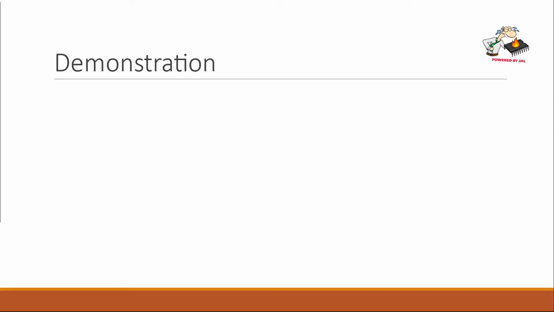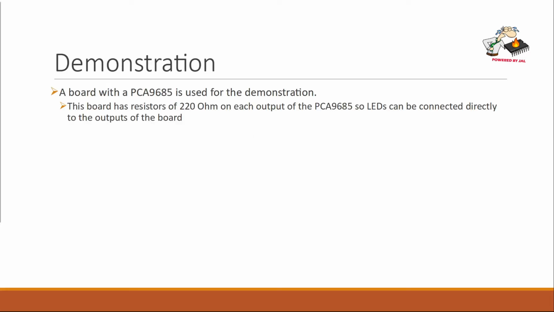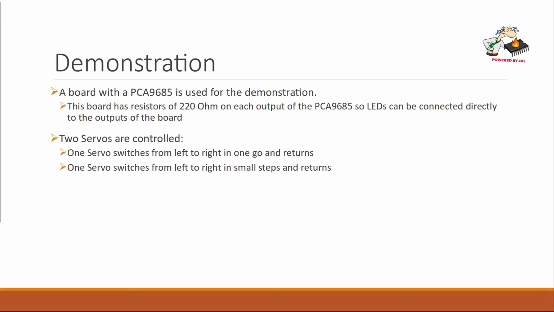So the demonstration that you will see, what will be shown? I'm using a board with a PCA9685, but this board has resistors of 220 ohm on each of the outputs, which means that you can directly connect an LED. In the video you will see two servos which are controlled. One servo switches from left to right and then it goes back. Then the other servo switches from left to right, but in very small steps, and then it also will return to the starting position.